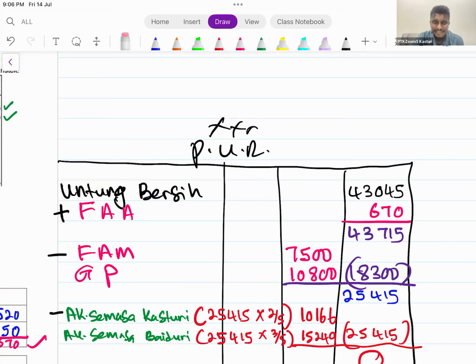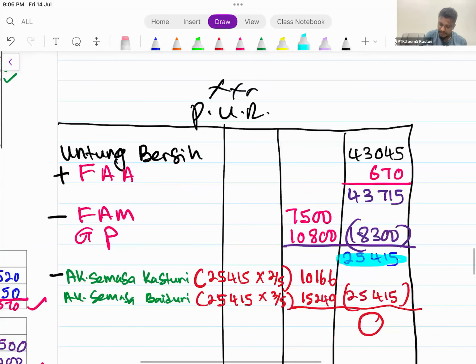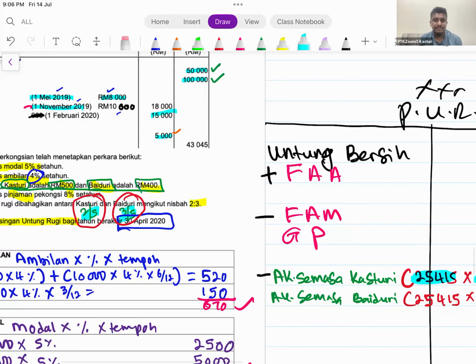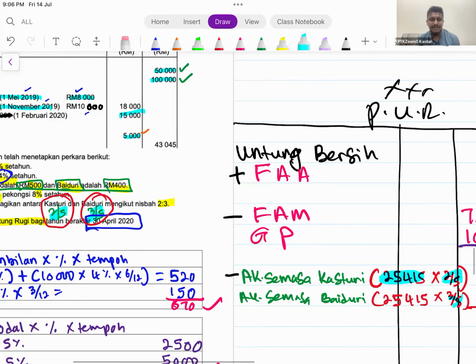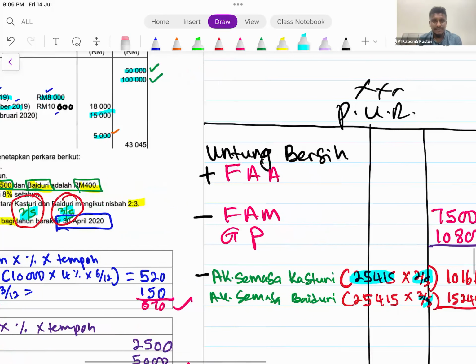Okay, here I got 2 questions. The first question, where to find the account semasa? You take this number, whatever answer you get here, and then you follow the ratio given by the question. Times. Then you'll get the account semasa. The account semasa is actually the share of the profit. That's why I write the account semasa. You understand or not?